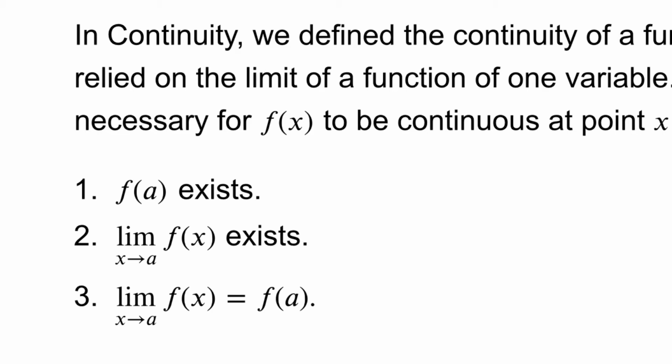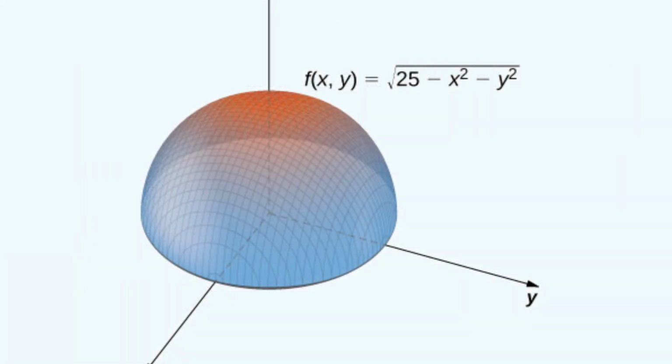So for a function f of x to be continuous at any point x equals a, one, the point must exist, meaning there can't be like a jump discontinuity. The limit must also exist. And the limit of f of x must equal f of a. So these are the 3 conditions that are necessary for the continuity of a function of 2 variables and 3 variables.